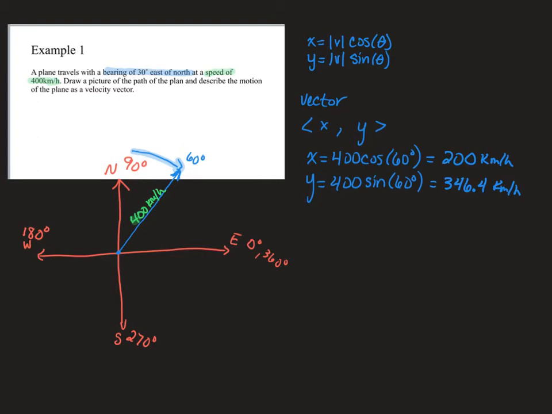So this is going to give me an overall motion vector. This motion vector stands for the velocity, and it's describing how this plane is moving in terms of the X and the Y. So 200 kilometers per hour in the X direction, or in this case, east direction, and 346.4 kilometers per hour in the north direction.